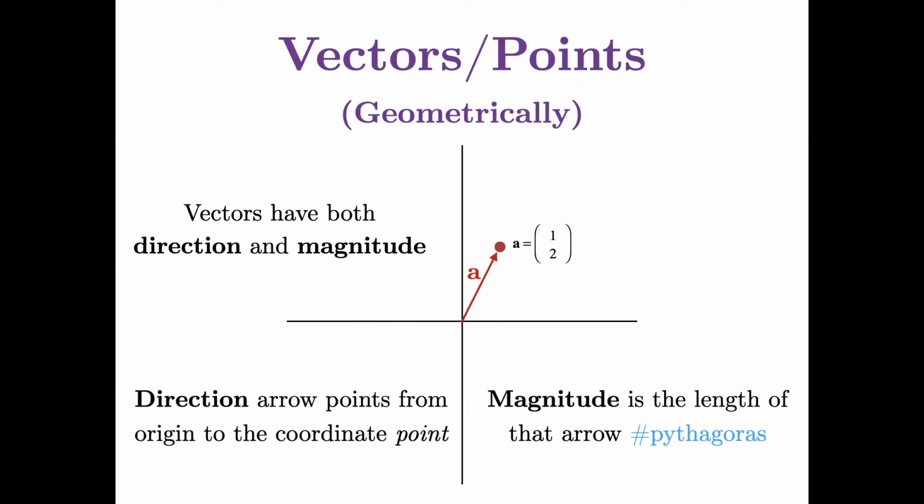So if we want the magnitude of the vector a, it's going to be the square root of 1 squared plus 2 squared. That's because of the Pythagorean theorem. We'll get a little bit more into that. That's actually the norm of the vector, and we'll talk about that at the end of this 90-minute primer.